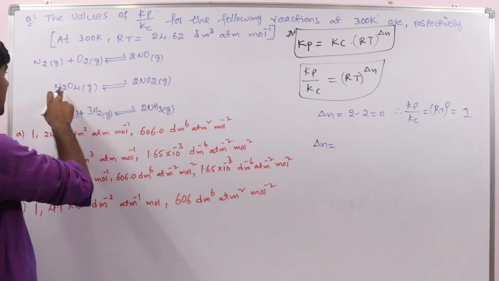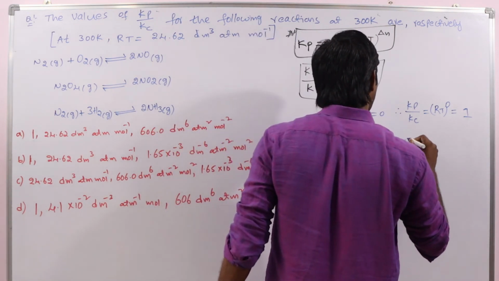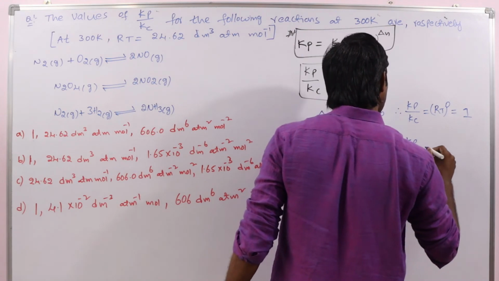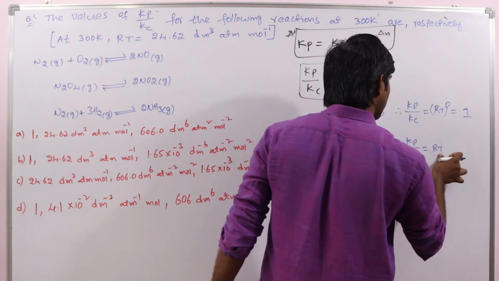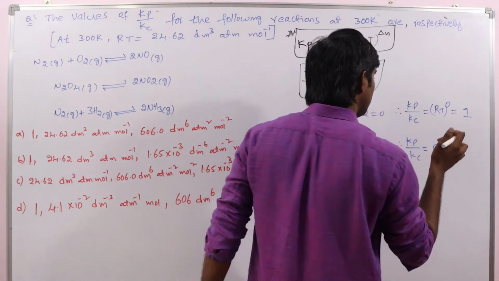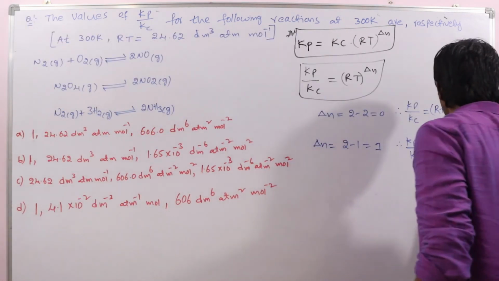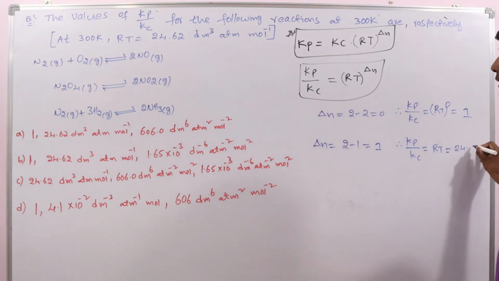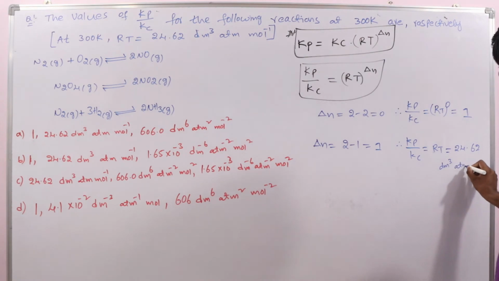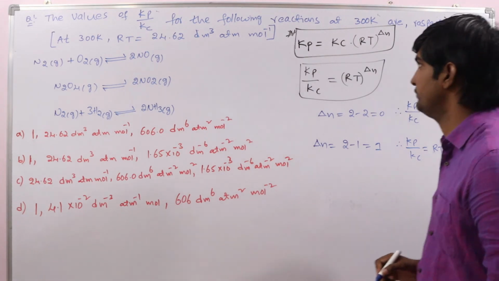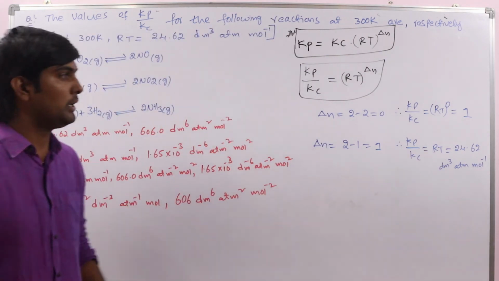Next, for the second reaction, delta n is equal to 2 minus 1: 2 moles of gas products, 1 mole of gas reactant. So we get 2 minus 1 is equal to 1. Therefore Kp by Kc is equal to RT power 1, that is nothing but RT. That is equal to how much? Already they have given here, that is equal to 24.62 decimeter cube atmosphere mole inverse. This is the Kp by Kc value for the second reaction.